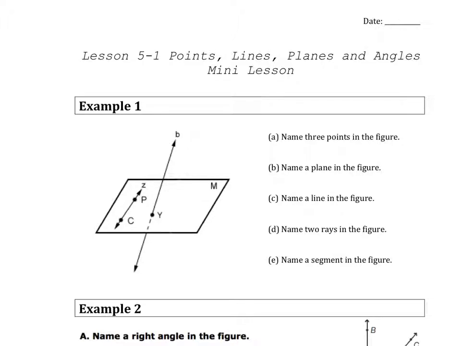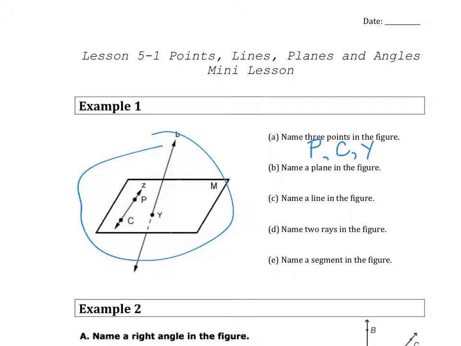So 3 points in the figure. Points are always denoted by capital letters. So in our picture here, which is what we're looking at, P would be a point, C would be a point, and Y would be a point. They are all dots on the plane.